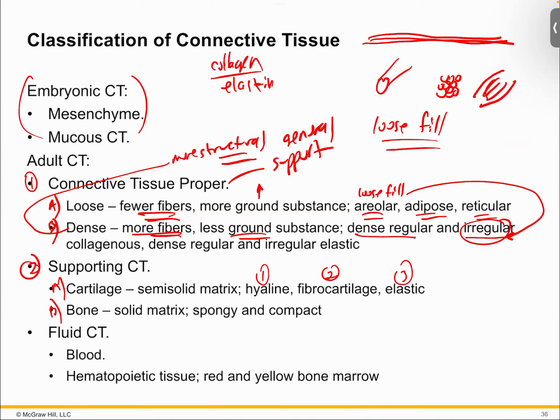And then, of course, you have bone, right? This is a solid matrix. It's hard. We have two different types of bone: spongy bone and compact bone. We'll talk more about that when we get to the bone physiology chapter, since bone has its own physiology chapter. And so that's supporting. And then you have fluid, which a lot of times students don't realize is a connective tissue, but it actually is.